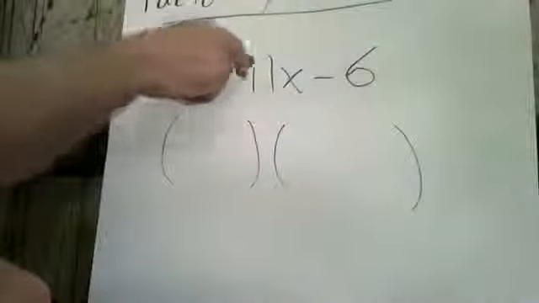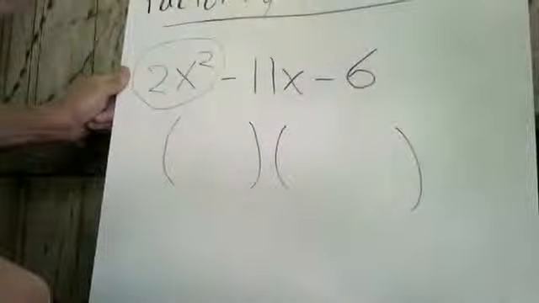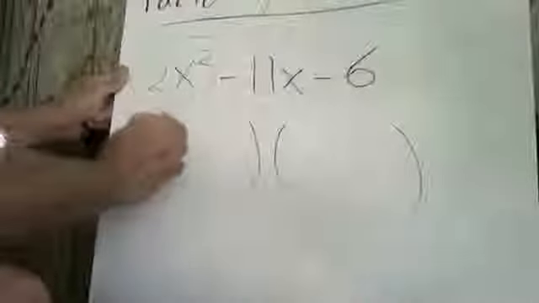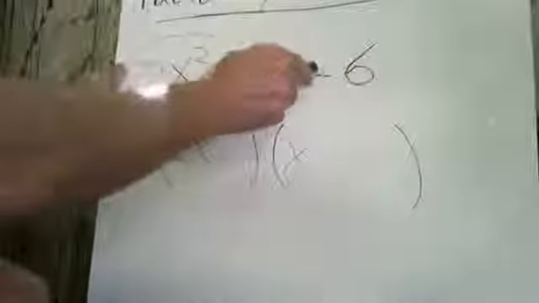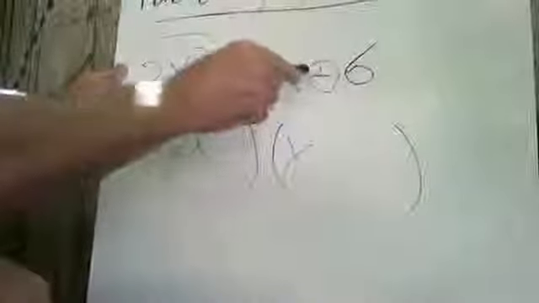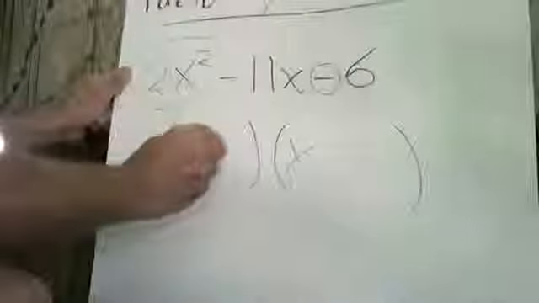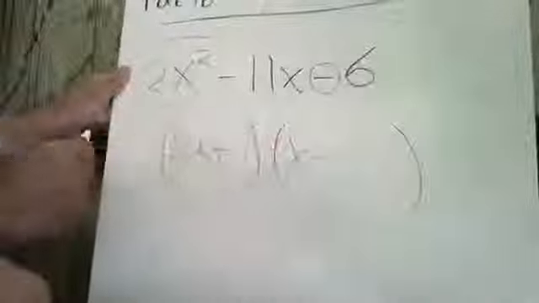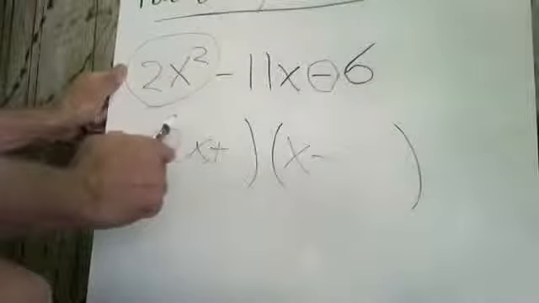Well, let's start the way we always start. Let's work on this first term. And again, I gave you a prime number, so it's not going to be a big deal. We know it's going to be 2x and x. But now we have this sign. When we had plus, it meant we were multiplying either two negatives or two positives to get the last term. Well, now that we have a negative, it means we're multiplying a positive times a negative. So let's put a positive there and a negative there. We might have to switch it around and see how that works, but let's just do this to start.